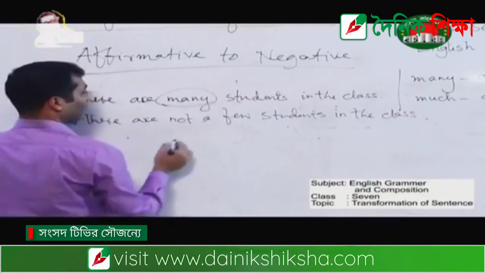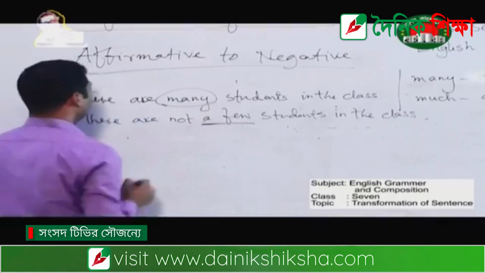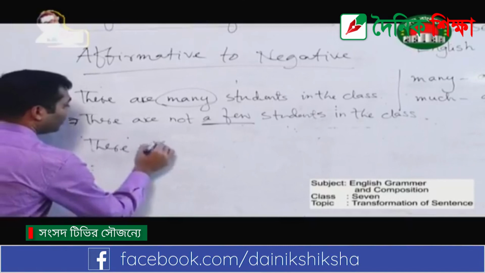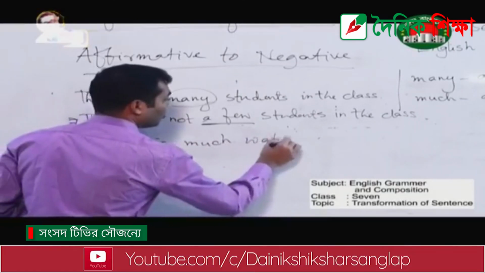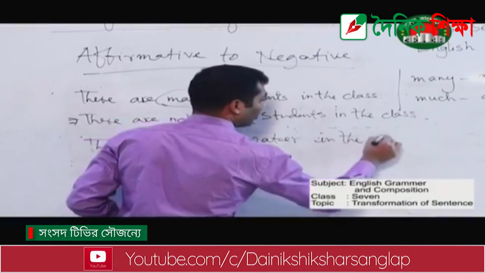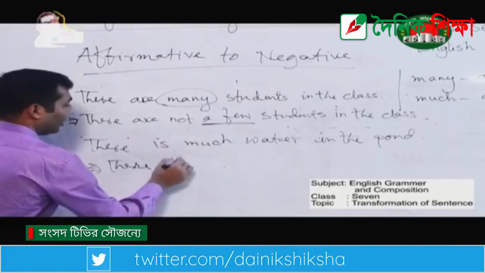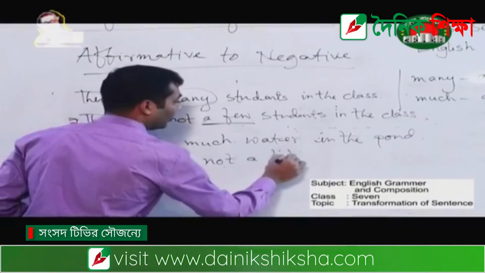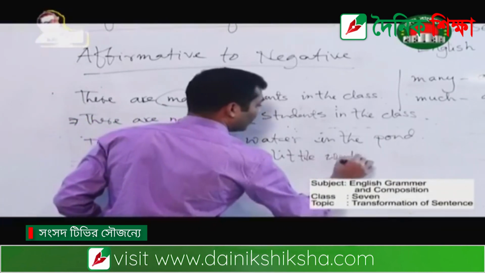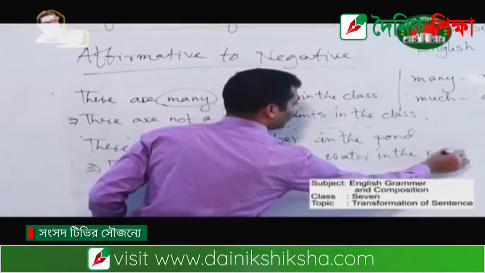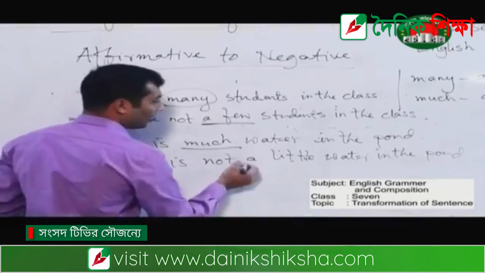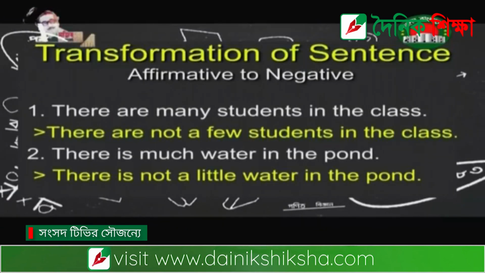So, many has become a few. Now, there is much water in the pond. So, the negative will be there is not a little water in the pond. So, here you can see that much has become a little. So, hope you have understood.